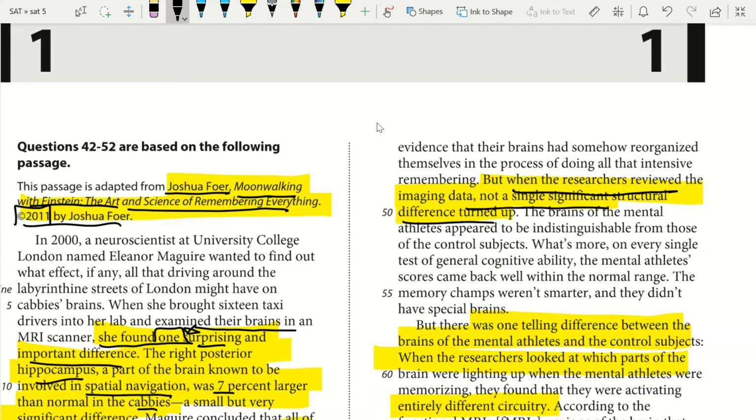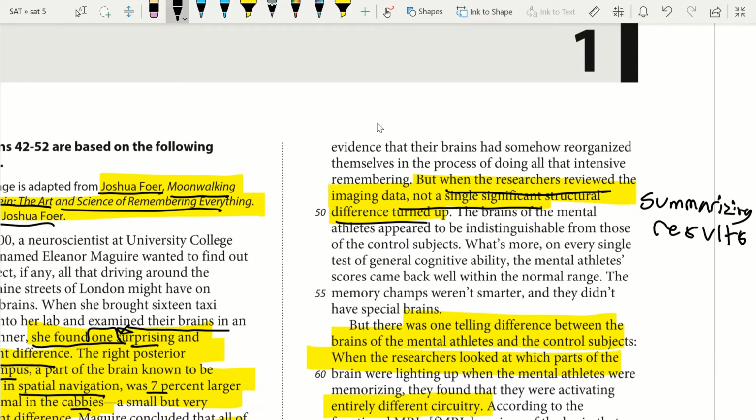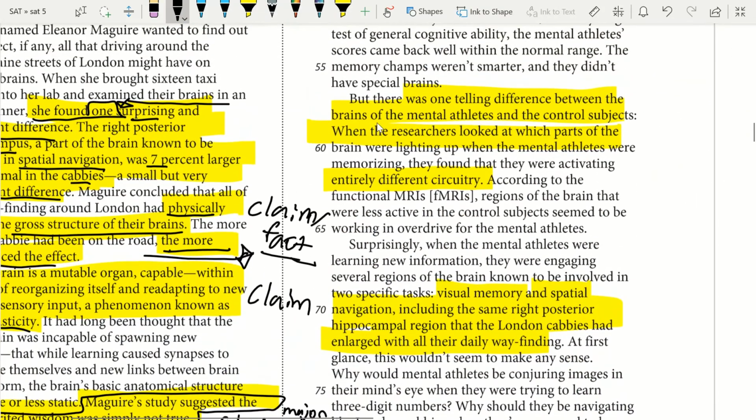So this isn't talking about the mental athletes here, rather the cabbies. And this is really summarizing our findings. If I have a summarizing of my results, I'm going to want to highlight that. I'm not going to highlight a whole paragraph, right? If there's a whole paragraph of summarizing my results, I don't want to highlight that. But if I can get it down to one sentence like this right here, that's something I want to highlight. Next, but there was one telling difference between the brains of mental athletes and control subjects.